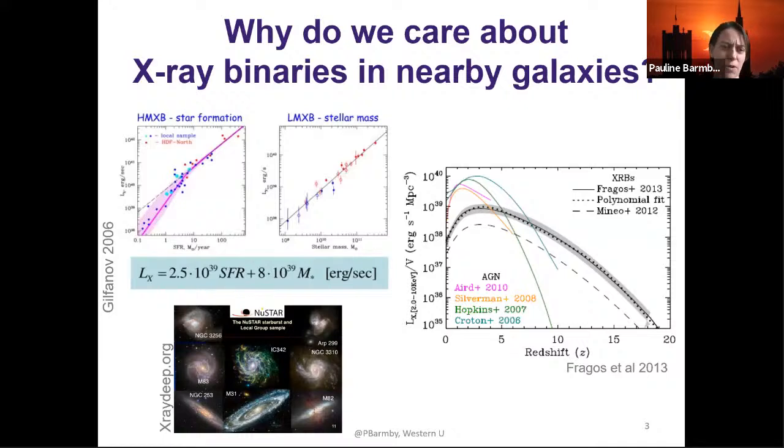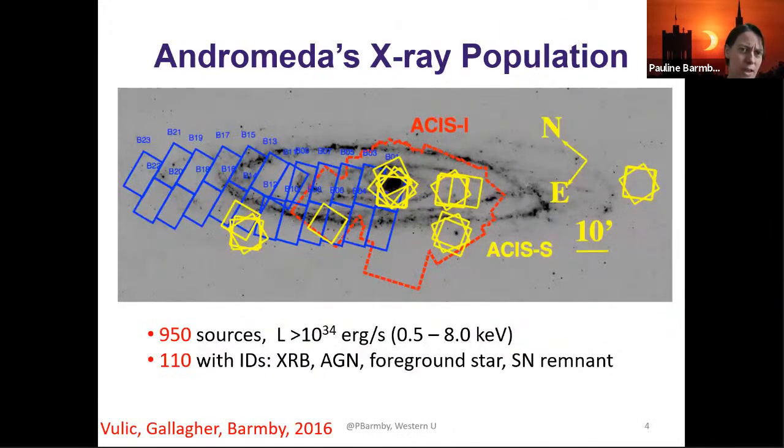So I'm going to talk about Andromeda in particular, and I'm just highlighting here the other galaxies that have been looked at by the NuSTAR Starburst and Local Group Sample, which is a fantastic data set for looking at X-ray sources in nearby galaxies. So our goal here was to look at Andromeda's X-ray population, and M31 has been observed a lot of times with every telescope you can think of, including Chandra and XMM and NuSTAR and ROSAT and every other telescope.